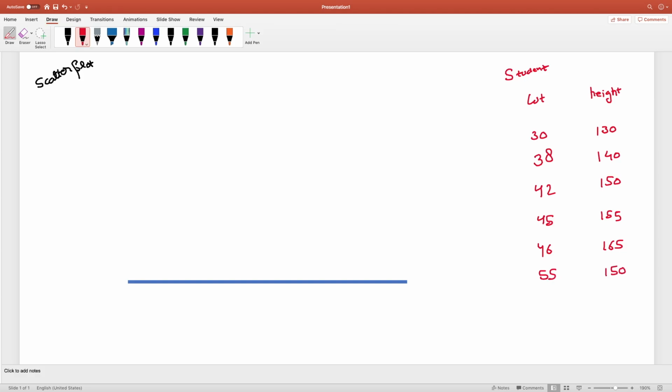Now what exactly we want to understand from this is that the two values I have taken here are both numerical in nature. So you can see that we have quantitative values. Now what I want to do is graph this.